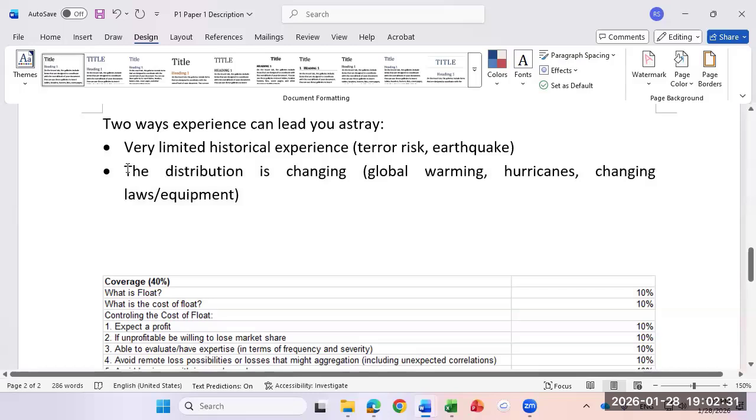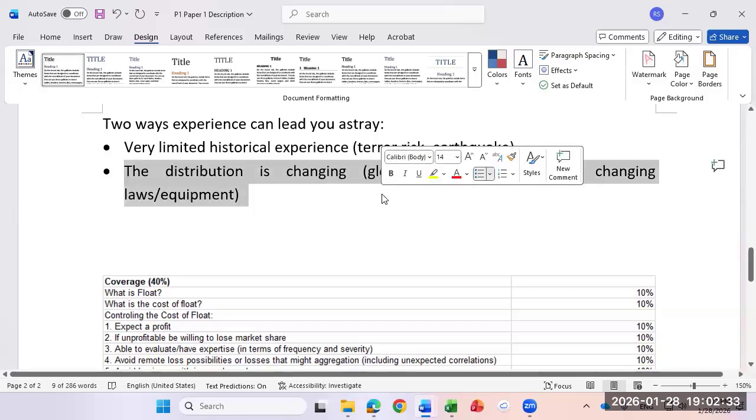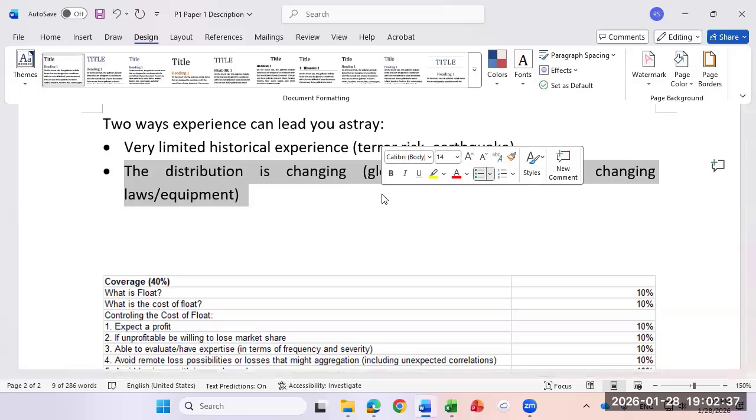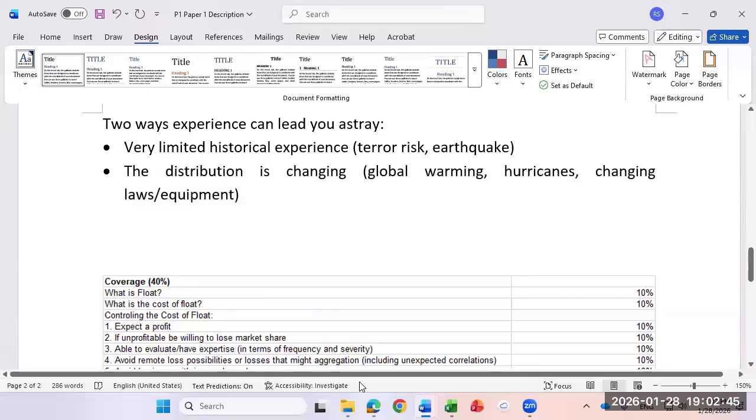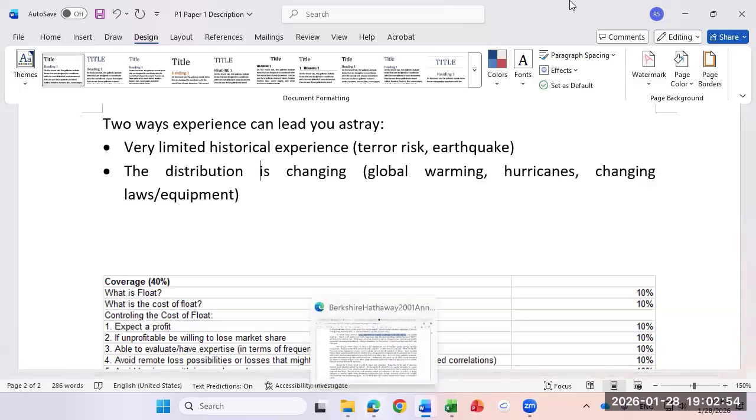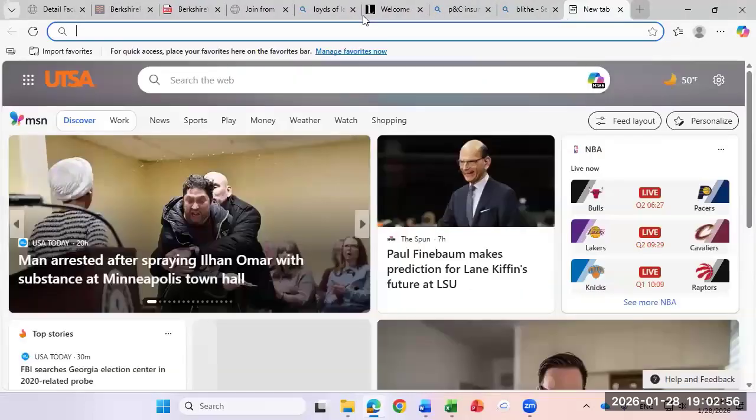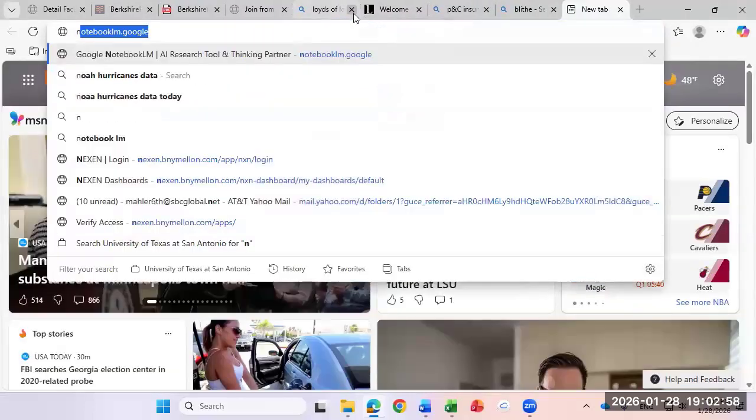So if you're looking at the history, but you believe the world is getting significantly hotter, and ice caps are melting or whatever, then yeah, that historical distribution is not going to help you going forward. Now, the example he gives is D&O. Anybody know what D&O insurance is? Directors and officers.